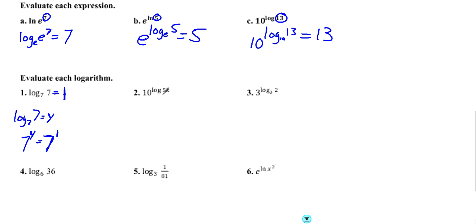Number 2 is just like what we did in part C over here. Since the bases are the same, I'm left with 5x because this has got a 10 right there. Again, this is the identity for inverses. So the base is the same, 3 and 3, so I'm left with 2.